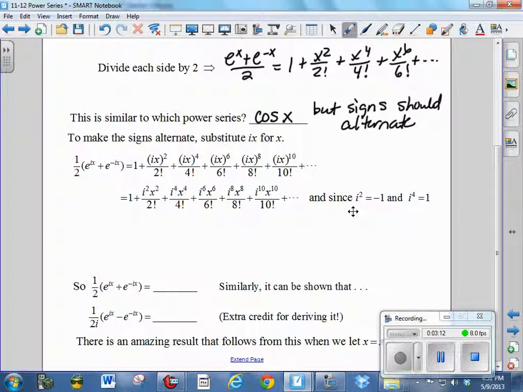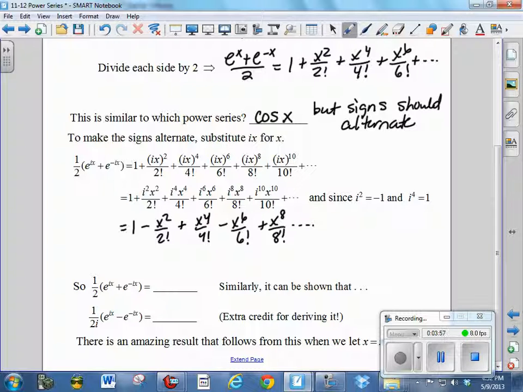Now recall that i squared equals negative 1 and i to the 4th is 1. So what's i to the 6th? Well, i to the 6th would be i to the 4th times i squared, so that would be negative 1. i to the 8th would be i to the 4th times i to the 4th, so it would be positive 1, and so forth. So when I actually raise these i's to powers, I'm going to get alternating signs. So this turns out to be 1 minus x squared over 2 factorial plus x to the 4th over 4 factorial minus x to the 6th over 6 factorial plus x to the 8th over 8 factorial, etc.